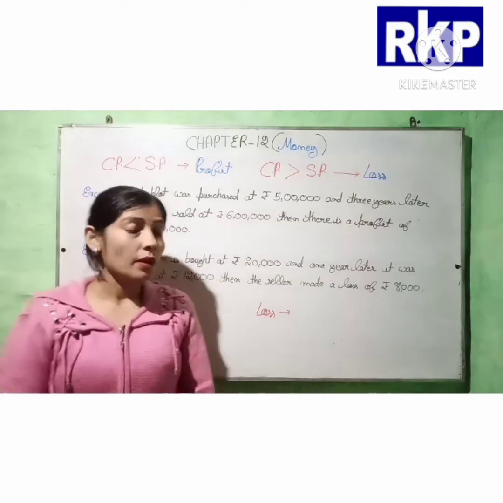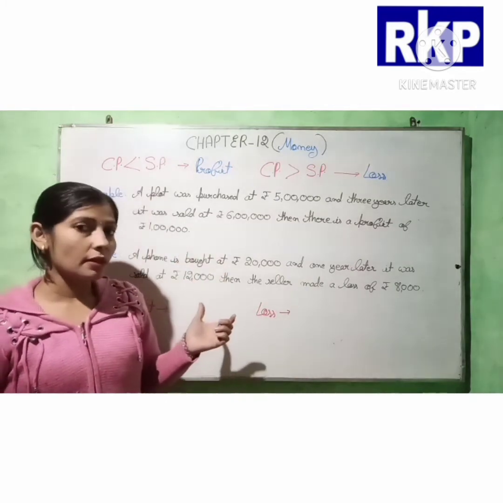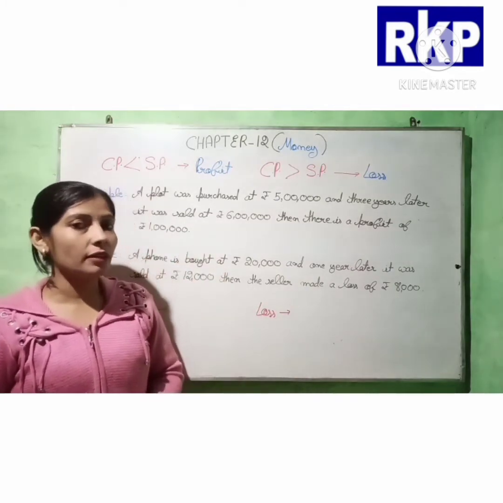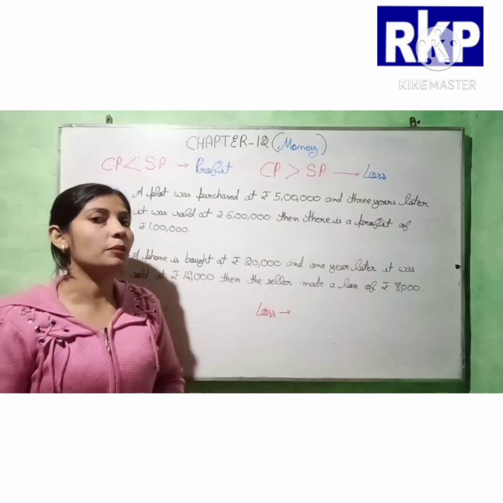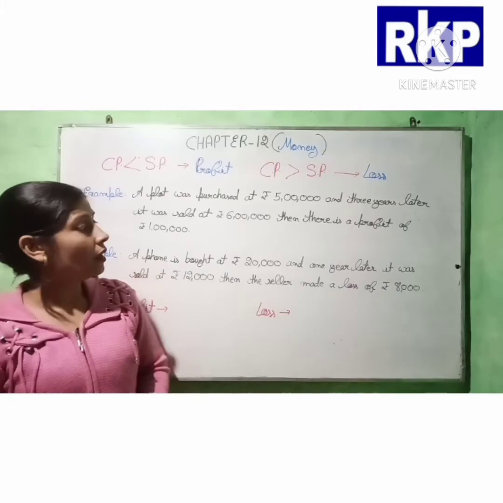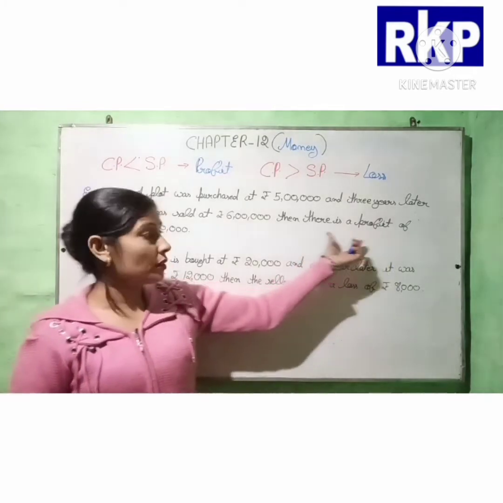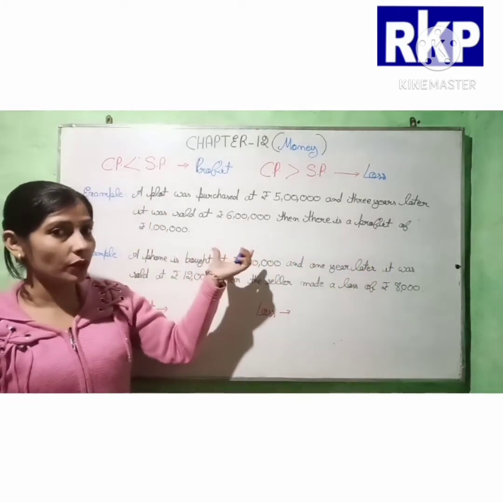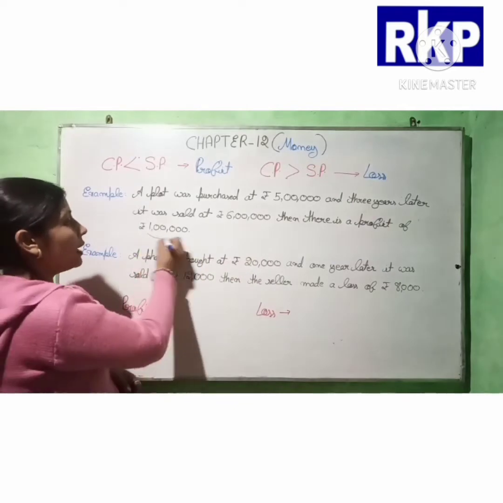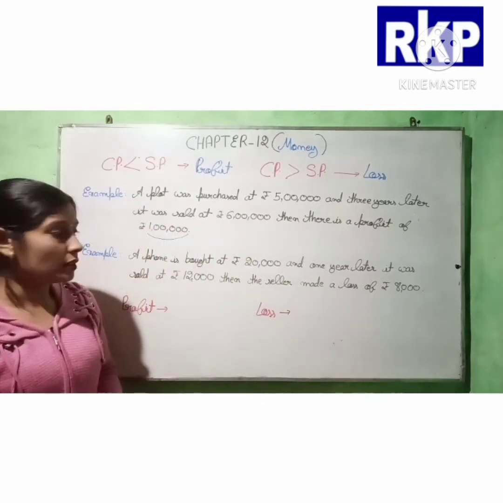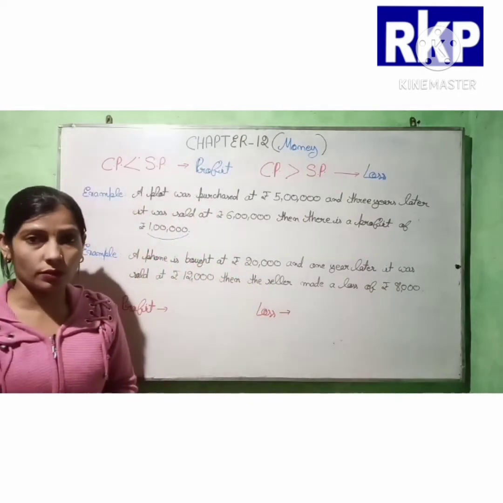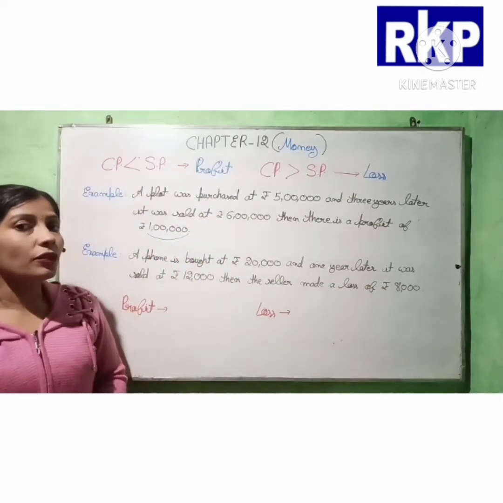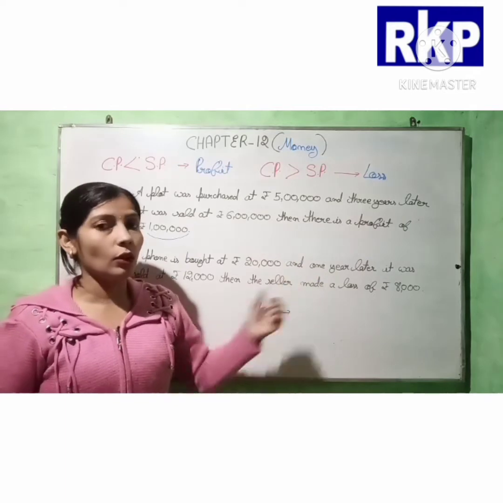Students, now by using these examples, let us understand how we can find the profit and loss if we have the cost price and selling price of any object. Here you can see we have profit in this example. 1 lakh rupees is profit and here 8,000 rupees is loss. But how can we find this profit and loss?